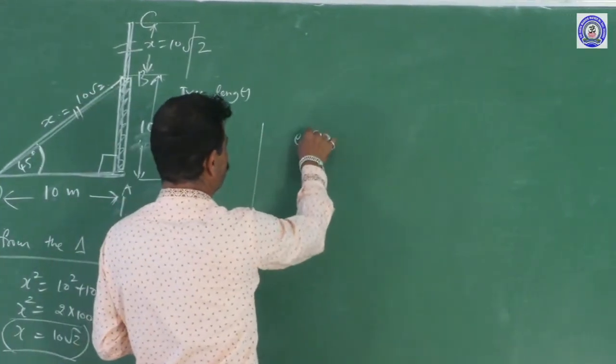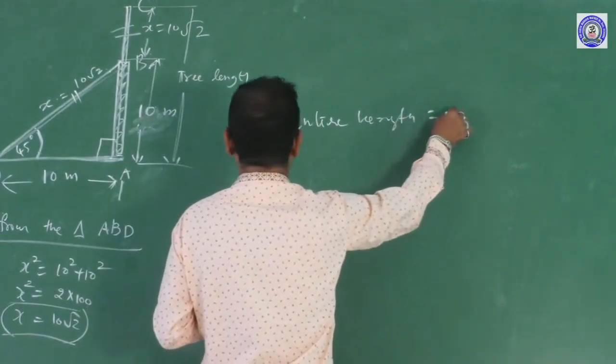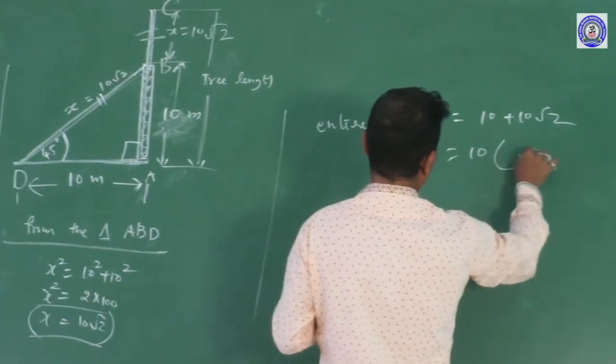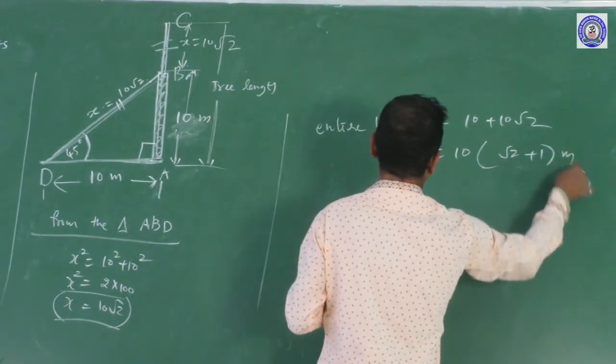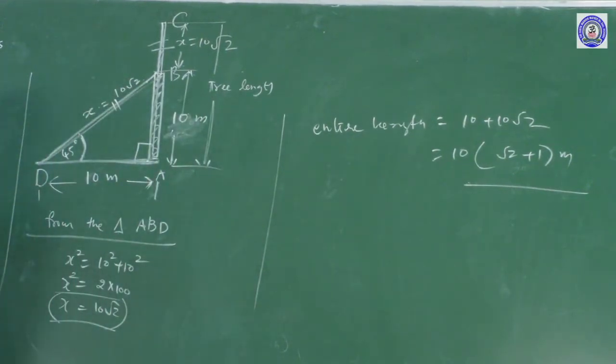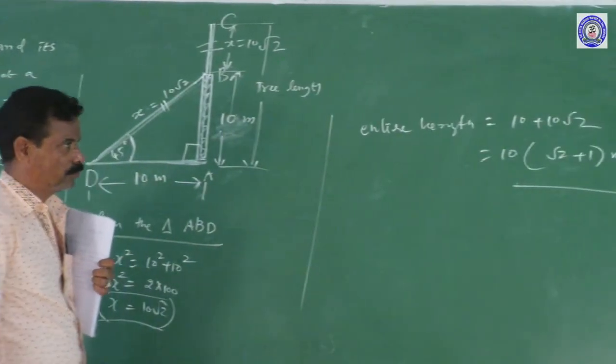So the entire length is equal to 10 plus 10 root 2. Here 10 common, root 2 plus 1 meters. Third option is the right answer. Third option.